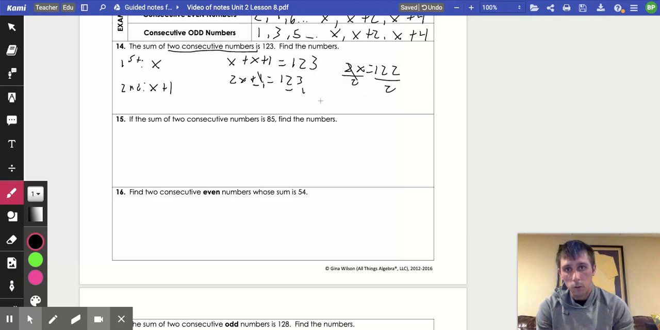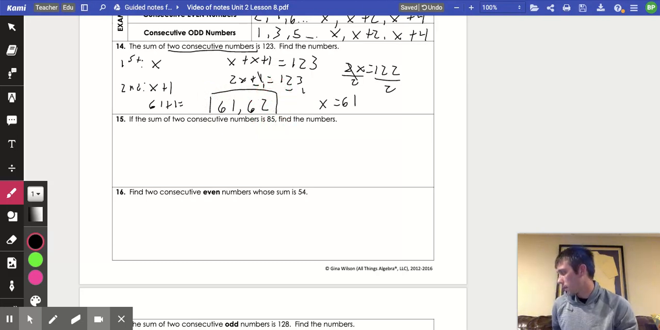X is 61. So if our first number is 61, what is our second number? 61 plus 1 is 62. And there's our answer.